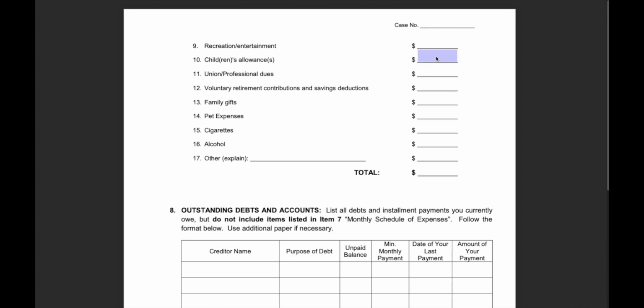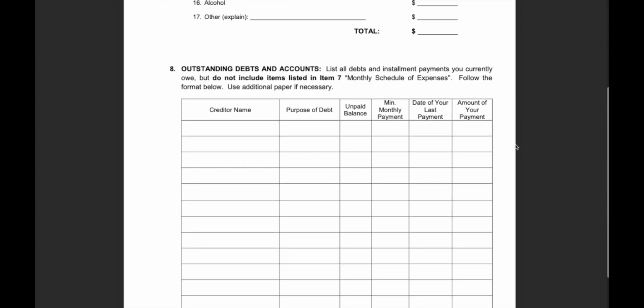You're going to go ahead and total up this line as well as the bottom of page 10 for a grand monthly total. If you do not pay for any of these expenses, please provide a $0 amount. And if you have indicated any asterisks on any of these lines, your total amount is going to indicate an asterisk as well. Letter 8, outstanding debts and accounts.